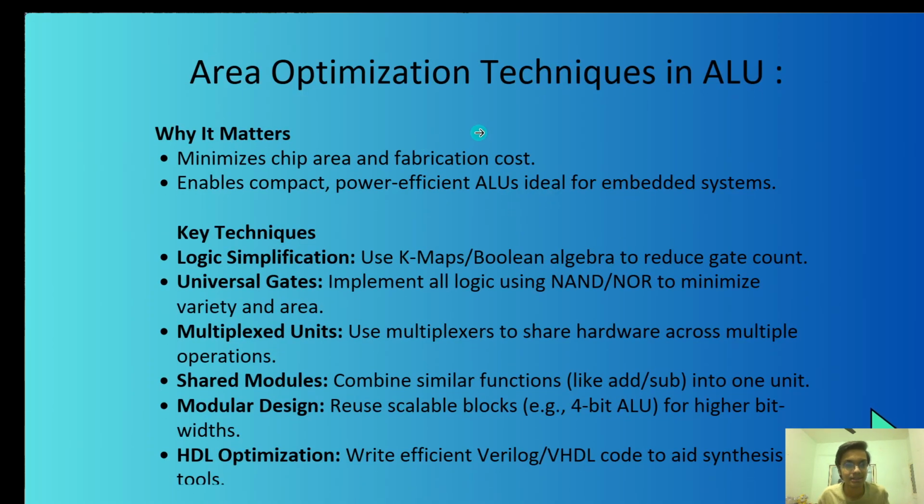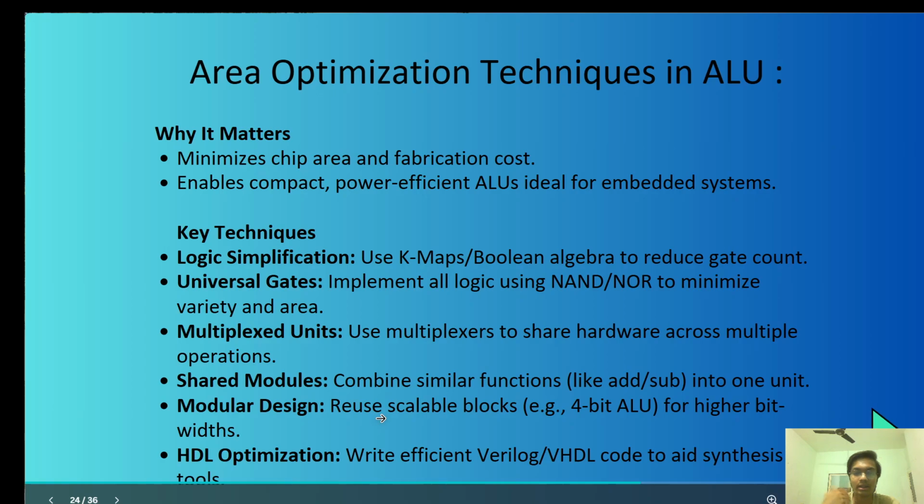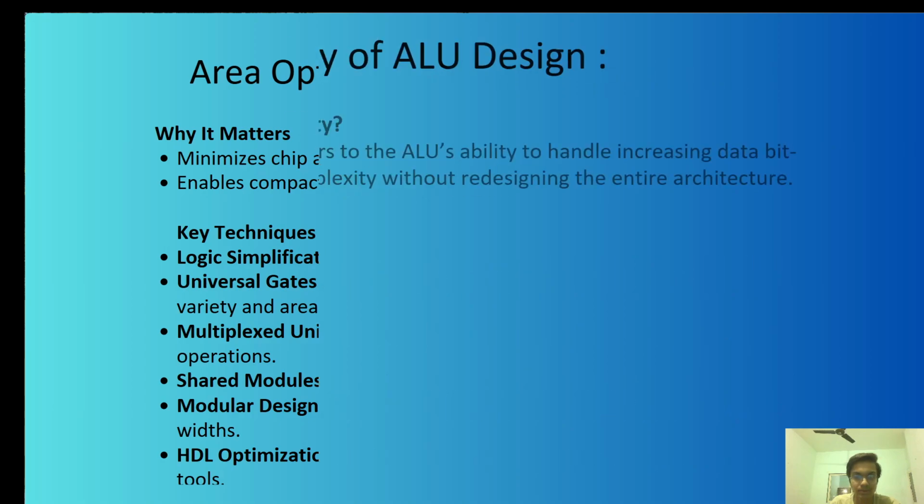Area optimization. Yes, we need area optimization because it should fit in our mobile phone, so we need to make it as small as possible. These are the techniques: using K-maps to reduce the gates, using universal gates like NAND and NOR, and using a shared module, meaning a single module for addition, subtraction, again and again, and so on. We can use that.